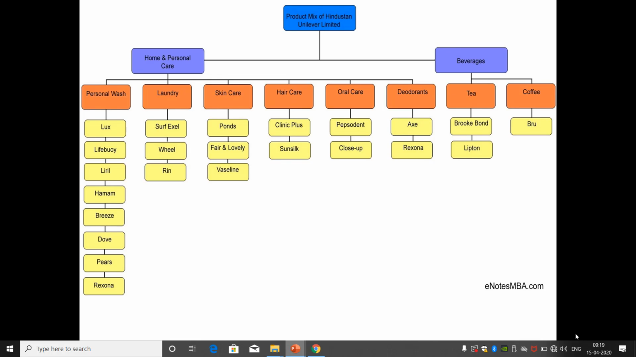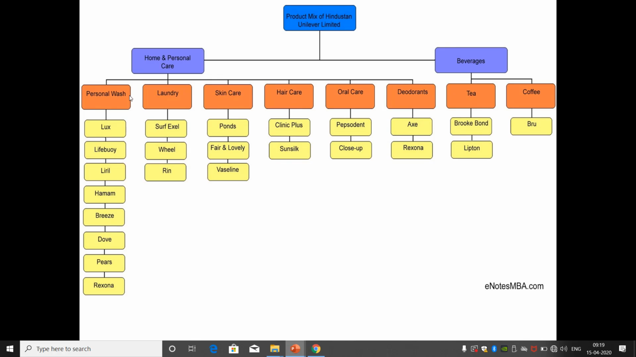So here is an example of the product mix of Hindustan Unilever. In home and personal care, they have personal wash, laundry, skin care, hair care, oral care, and deodorants. So these are the 6 different product lines. Again, another product class in which they are serving is beverages. Again, in that there will be tea and coffee. So when we see personal wash, there are almost 8 brands which they are offering: Lux, Lifebuoy, Liril, Hamam, Breeze, and so on.